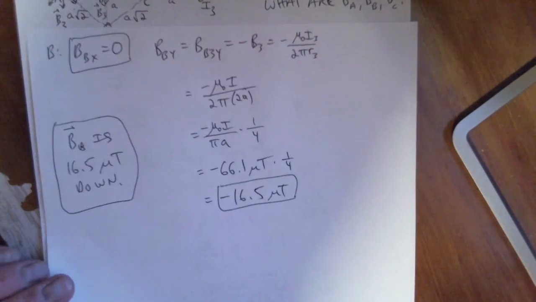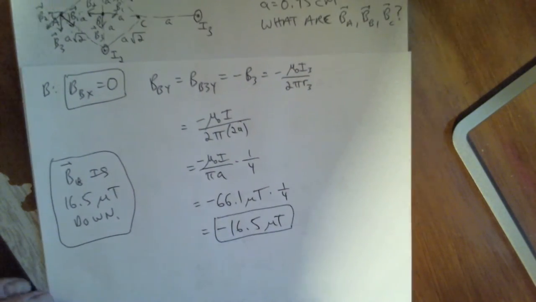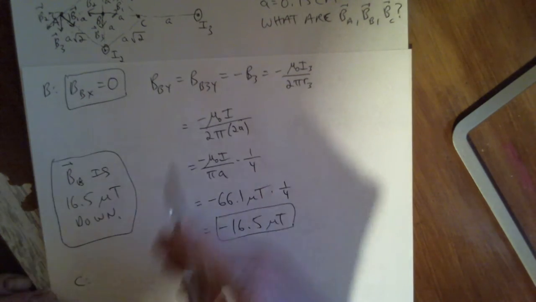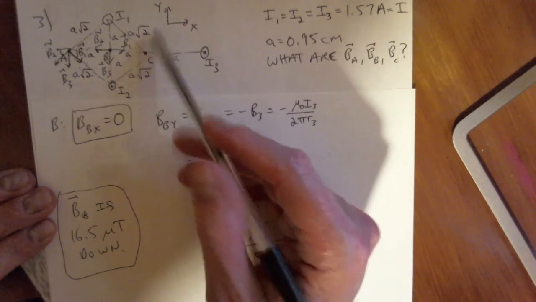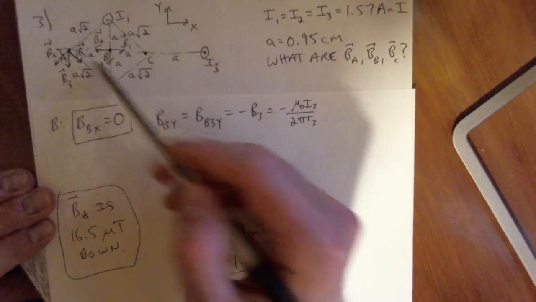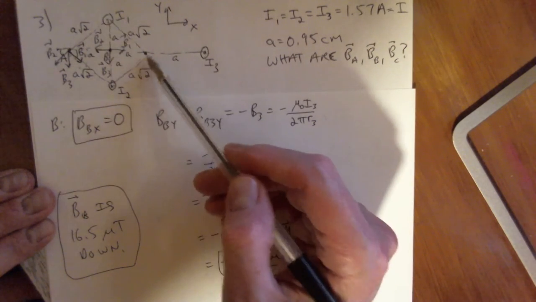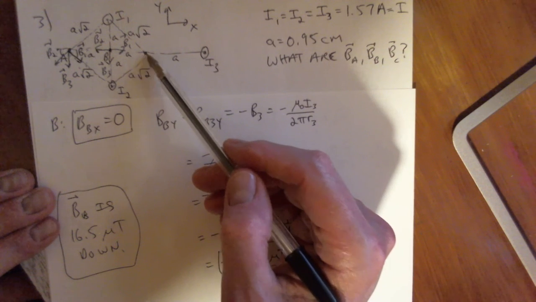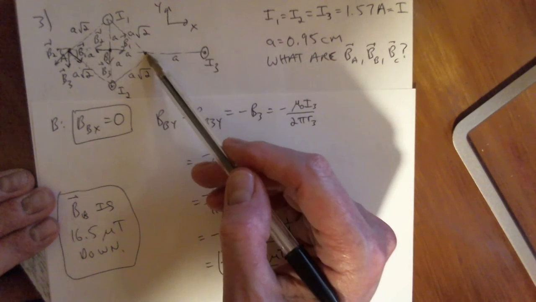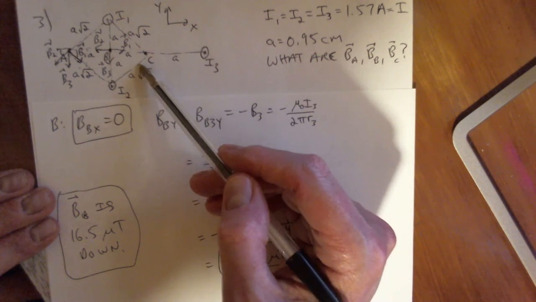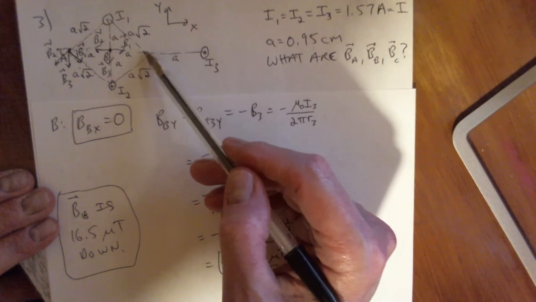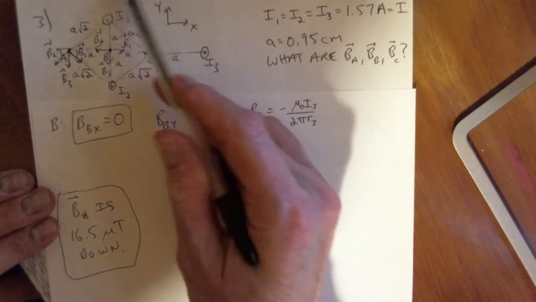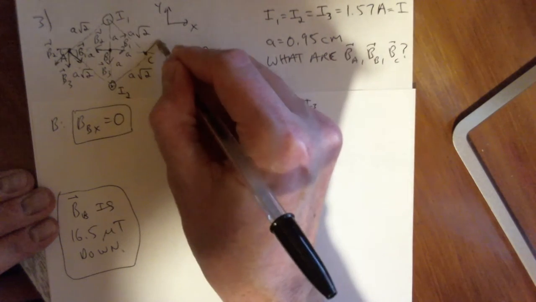And then C, point C is over here. And again, we've got a circle centered at current 1 that has this radius. So the B field's tangent to the circle, perpendicular to the radius, so it's either that way or that way. Counterclockwise is going to be that way because you're going around like that, right? So that's B1.